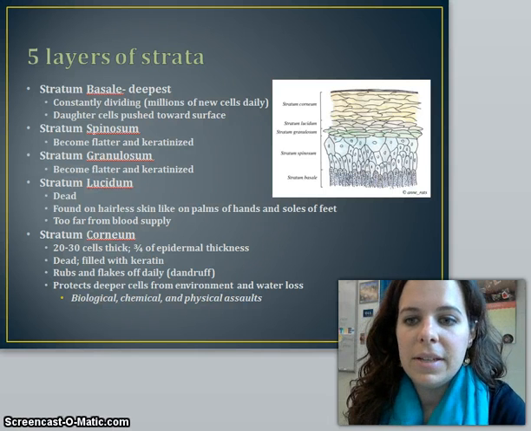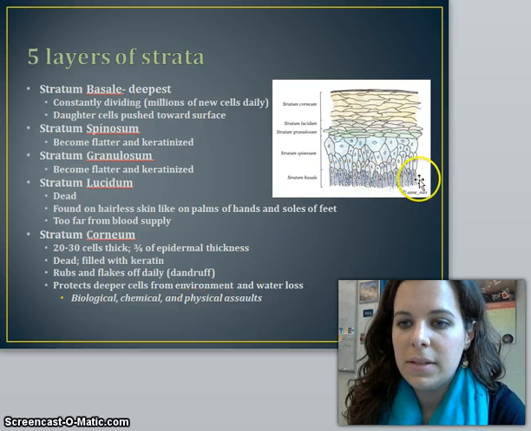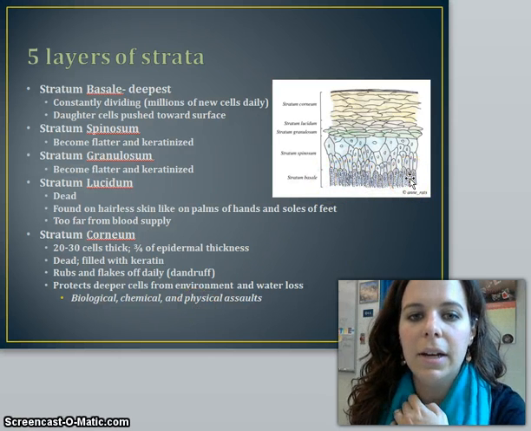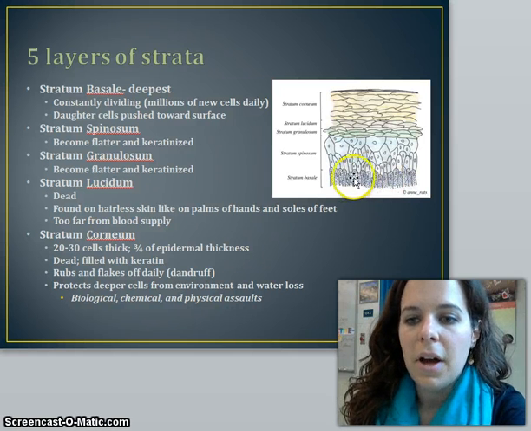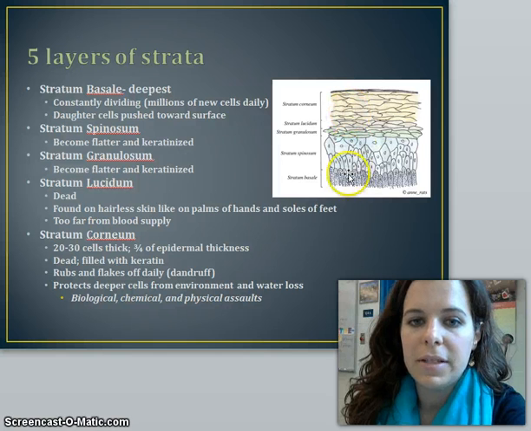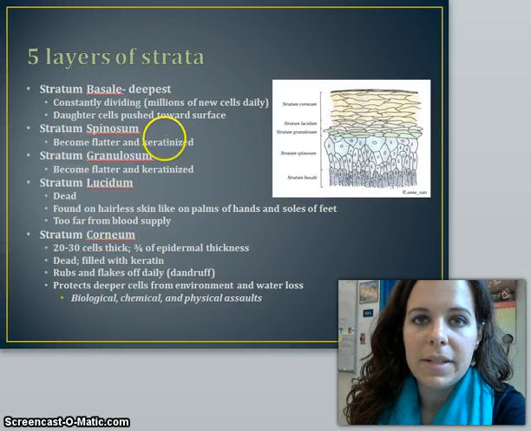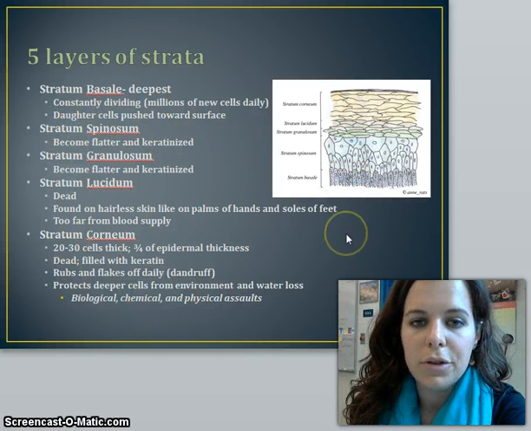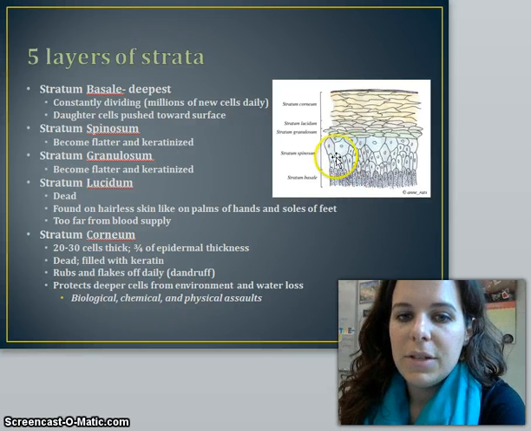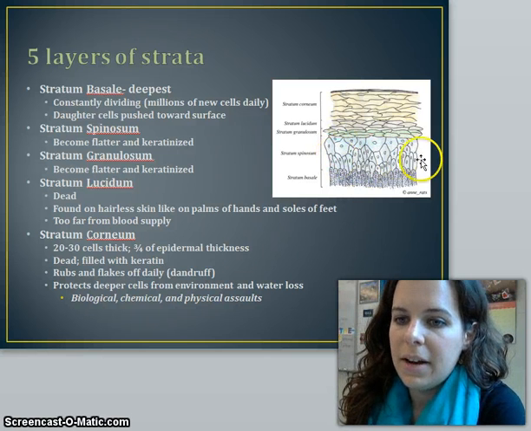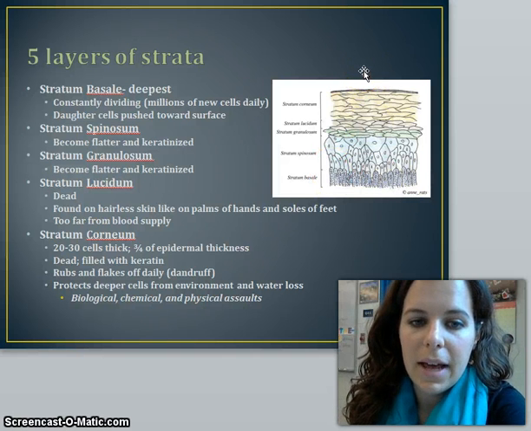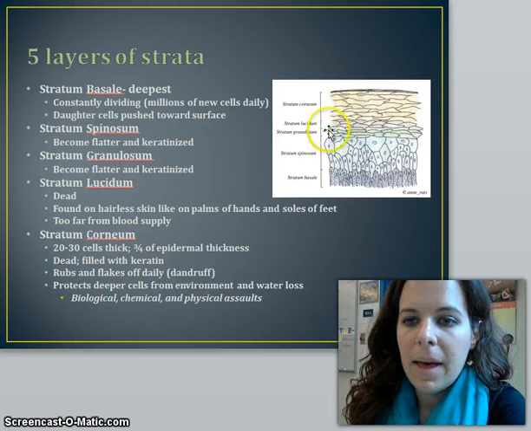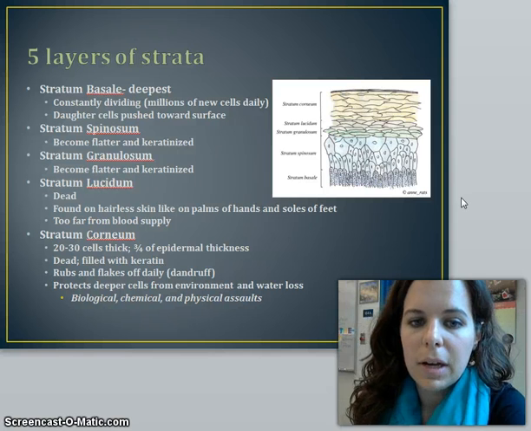The stratum basale is the deepest layer, and those are these columnar cells down here. They are constantly dividing. You have millions of new cells daily, and these daughter cells are going to get pushed towards the surface. And as they get pushed towards the surface, they're going to go into the other layers of strata. The next layer is stratum spinosum, which is this layer here. The cells start to become flatter, and they become keratinized, as well as in the stratum granulosum, and you can see how flat the cells have become if you look at that picture.